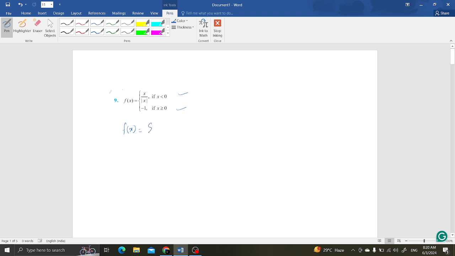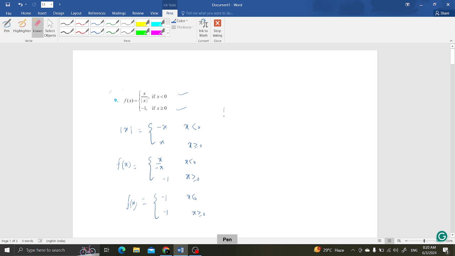What we have, f of x equals to... wait, first of all I will define this mod function. If x is less than 0, then we have minus x value, and if x is greater than or equal to 0, then we have x value. So our above function becomes f of x equals x upon minus x if x is less than 0, and if x is greater than or equal to 0, then we have x upon x. So hence we have minus 1 if x is less than 0, and 1 if x is greater than or equal to 0. This is your f of x.